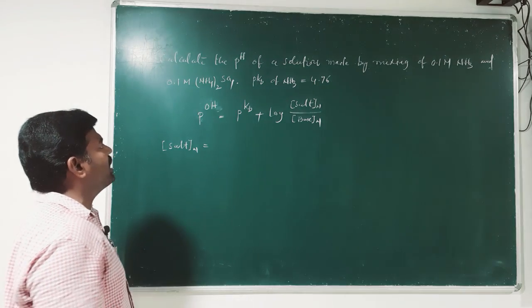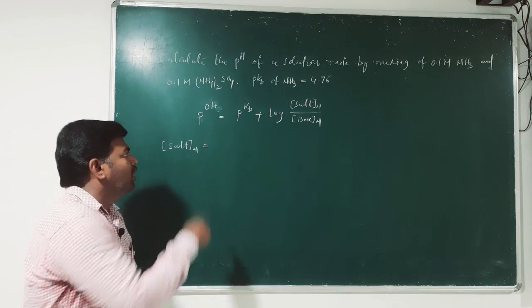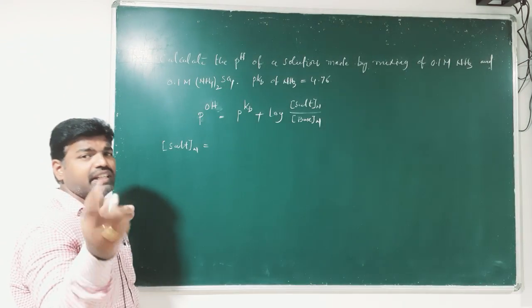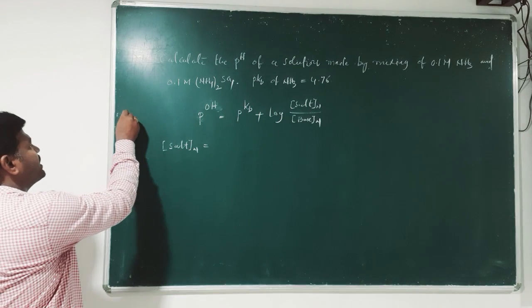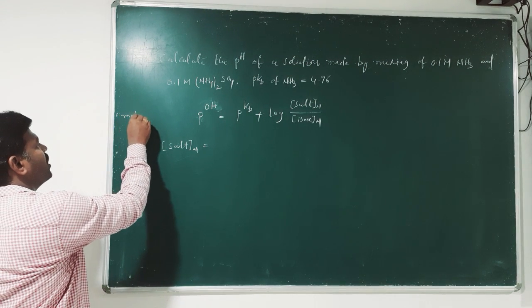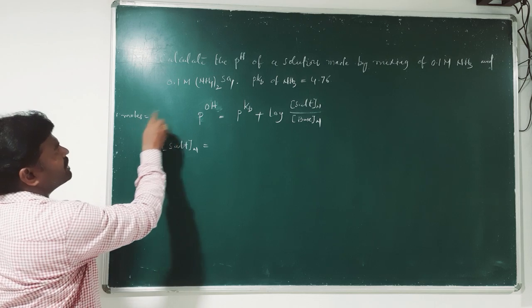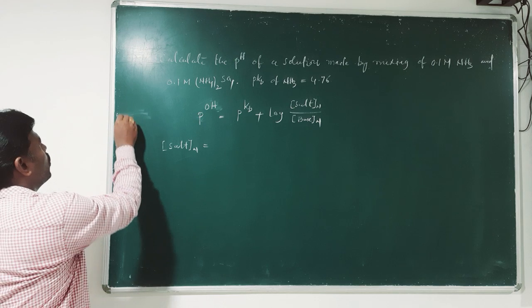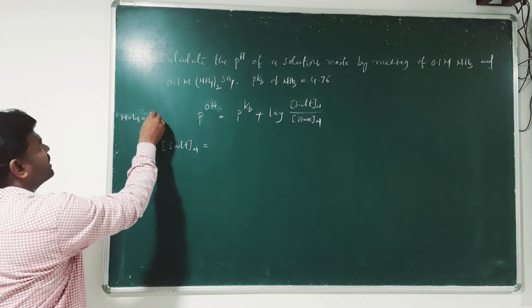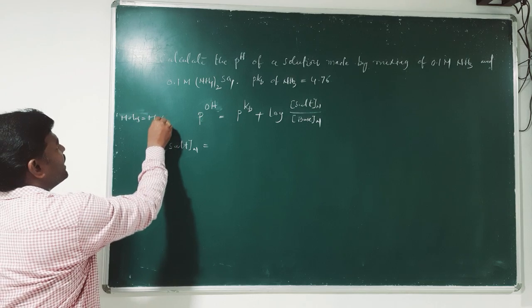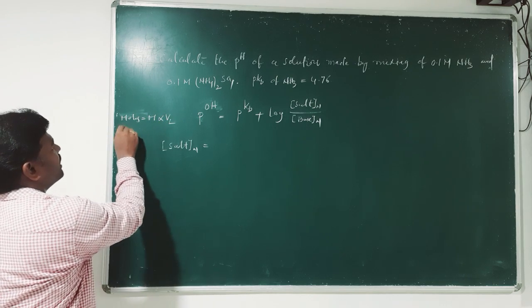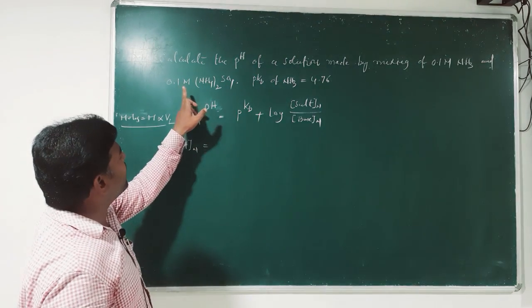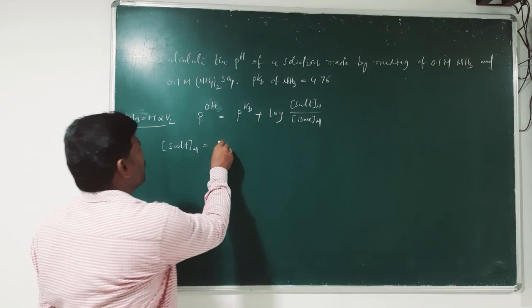The concentration of salt can be obtained in moles. What is the formula? Moles is equal to concentration, molarity, into volume in liters. That gives moles, and moles means nothing but the concentration of the salt. They gave that the molarity of the salt is 0.1.